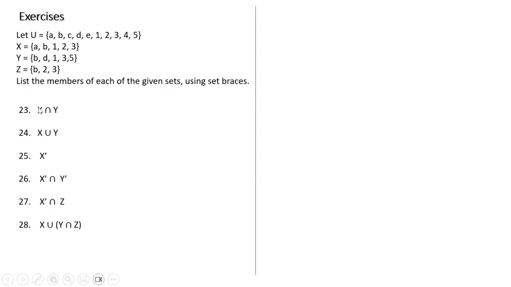Okay, we have to find, right? They give us a universal set, and they give us X, Y, and Z. So we're going to need the complement of X and also the complement of Y. X is A, B, 1, 2, 3. So the complement means not A, not B, not 1, 2, and 3. So whatever's left is the complement of X, which is C, D, E, 4, 5.